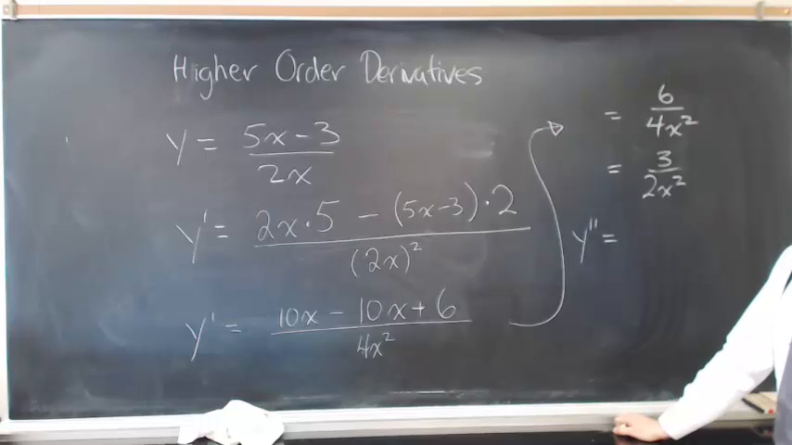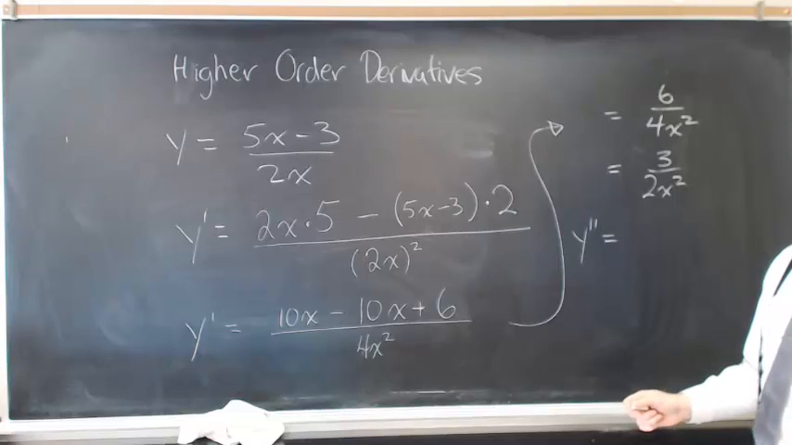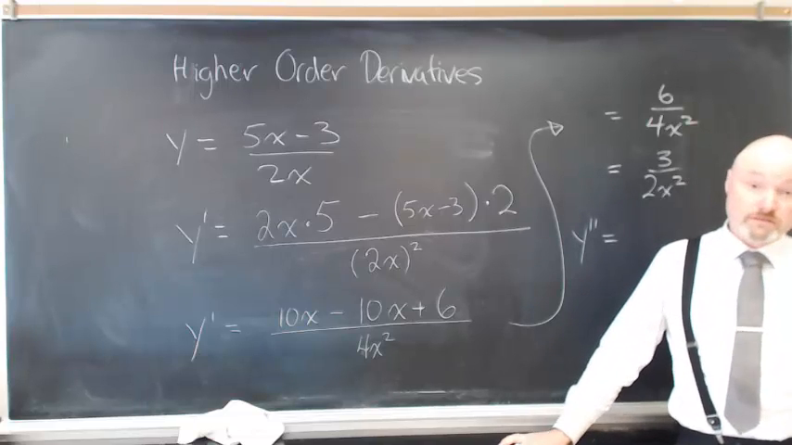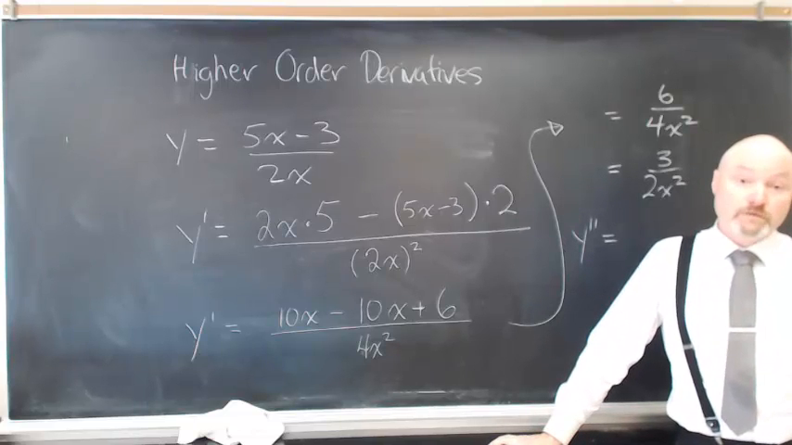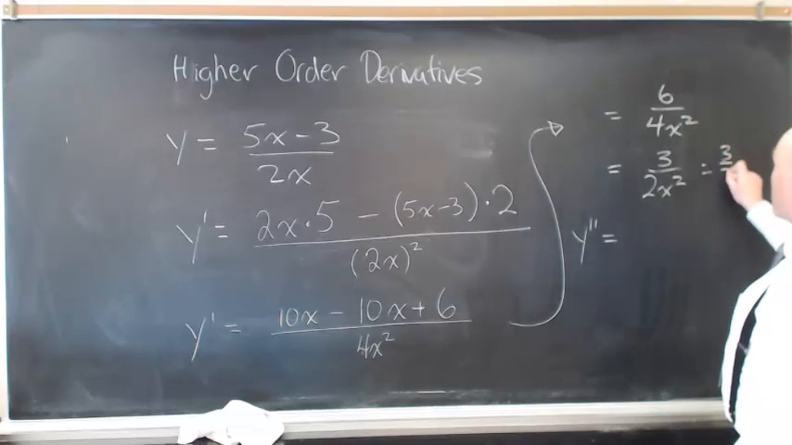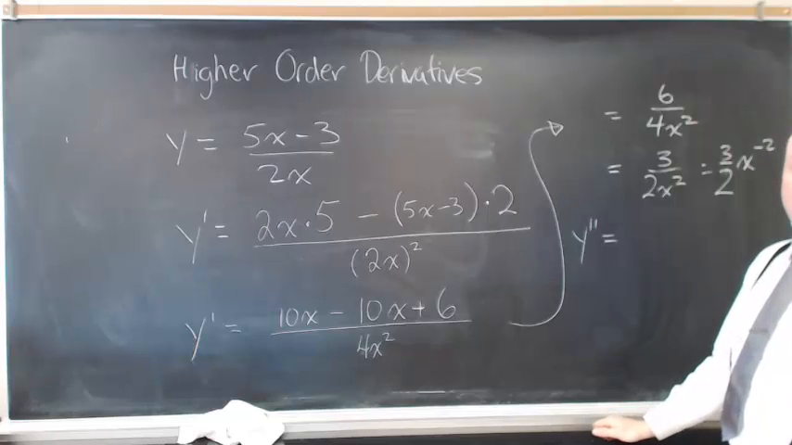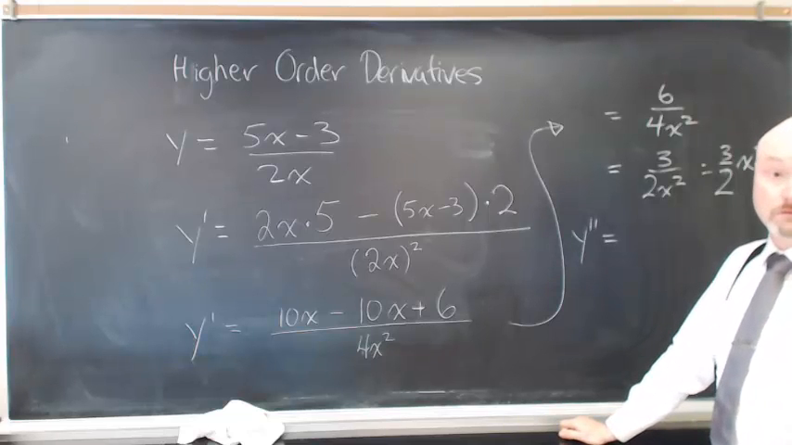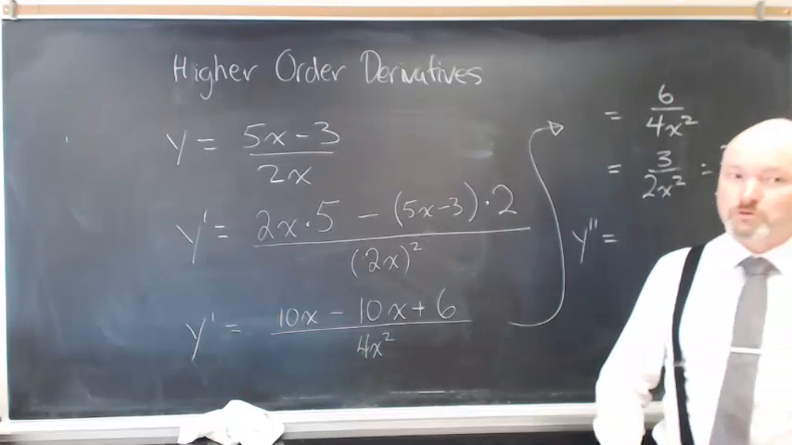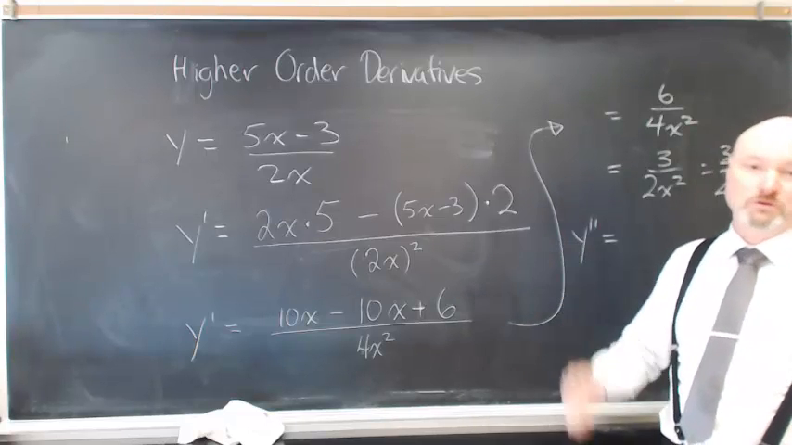Now we can do the second derivative. We can use the quotient rule on this. Or we could also treat it like 3 halves times x to the exponent negative 2, and we could use the power rule. Some of us should use the quotient rule, some of us should use the power rule and see that it all works out the same. The power rule is actually easier at this point.